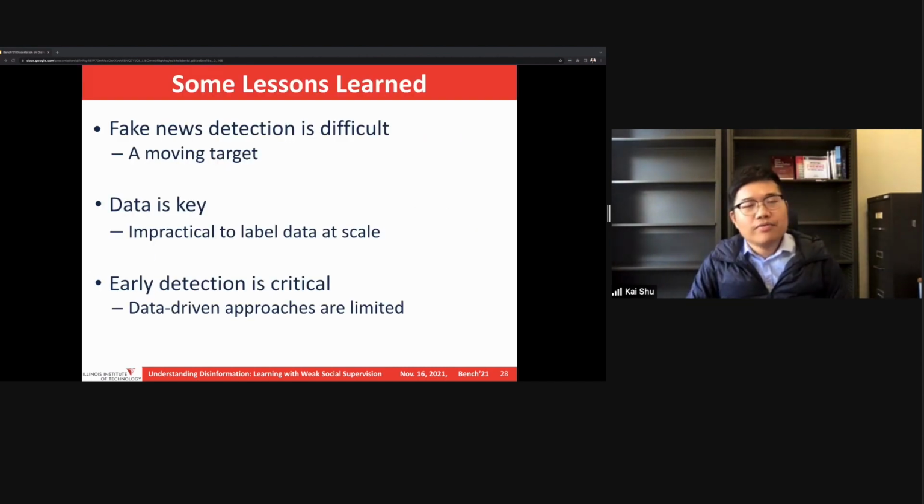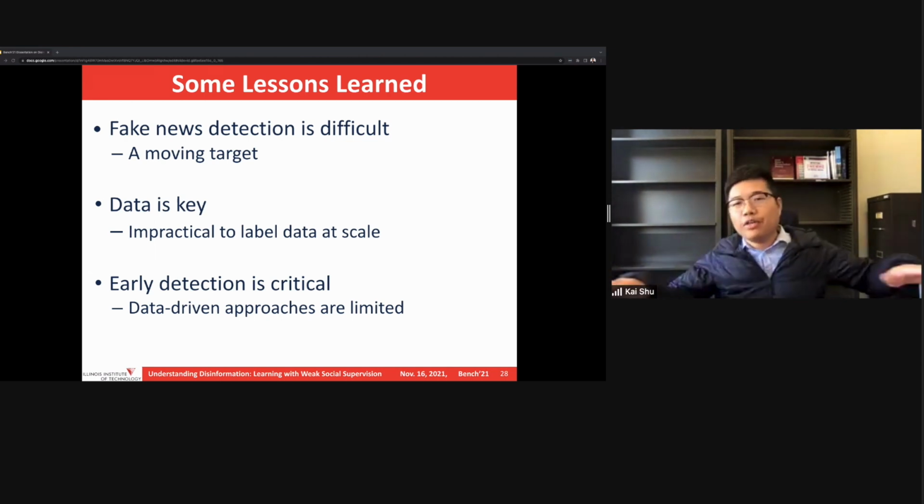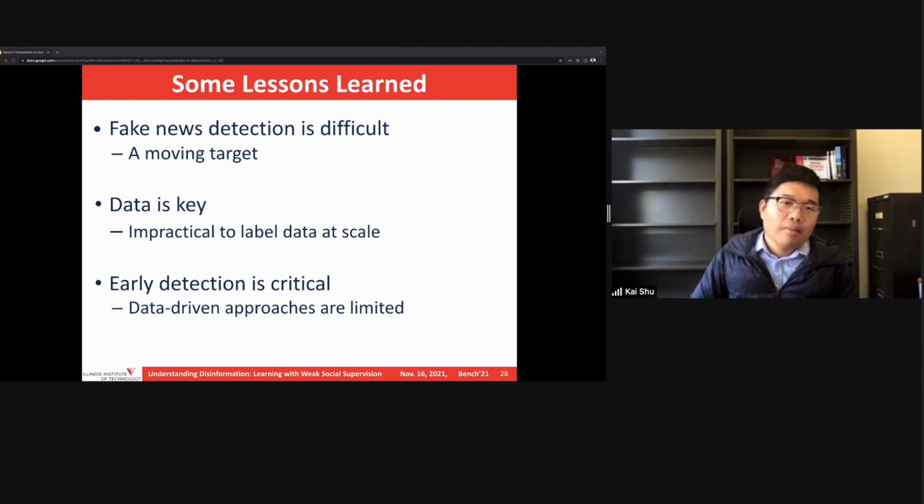Some lessons learned, first of all, is fake news detection is a difficult task. It is evolving, fake news is evolving with time, and the past may not be directly indicative of the future. Second, data is the key. But in the real world, it's usually impractical to label data at a very large scale, right? And third, early detection is very important. But we can see that only data-driven approaches usually are very limited. We need to borrow some concepts and theories from other disciplines.